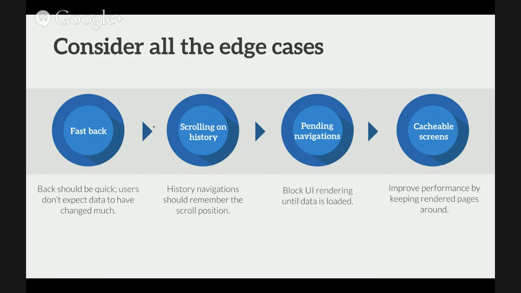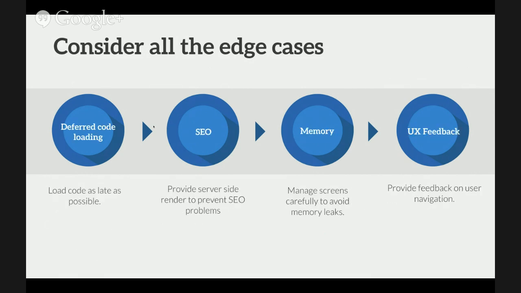So we are also handling this abstraction, and we also had to defer code loading. If your fragment has other resources like scripts and styles, we handle that for you. We also need to make sure that, in an application, we cover search engine optimization. It's very important for a good SPA. We had to be very careful about memory, because that is a problem in a single page application, and UX feedback. So all those edge cases, we had to put together somehow.